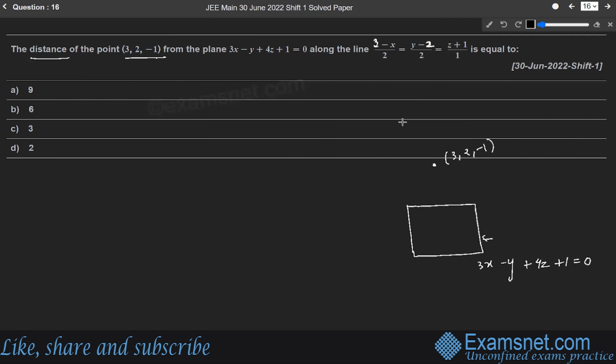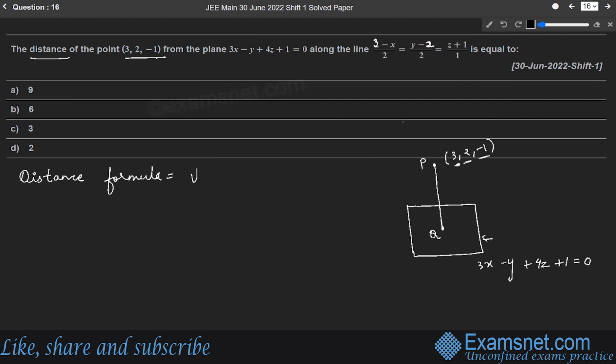So let us consider a point inside the plane. We have to find the distance between these 2 points. So let us name the points. Let this point be P and let this point be Q. So how do we find the distance between 2 points? Since we have 3 coordinates of P, Q will also have 3 coordinates. We have to use the distance formula here. Do you know what is the distance formula?